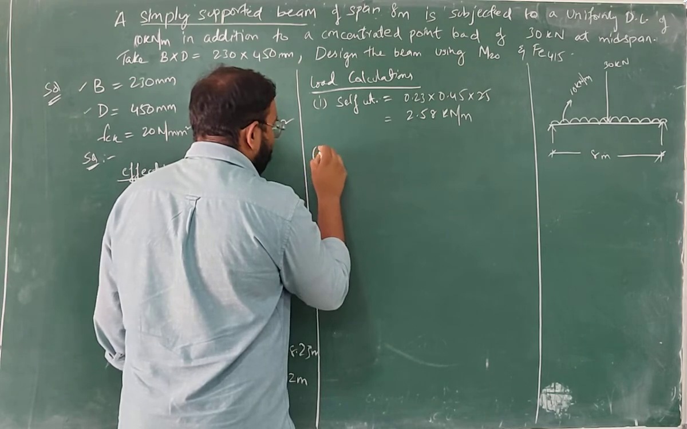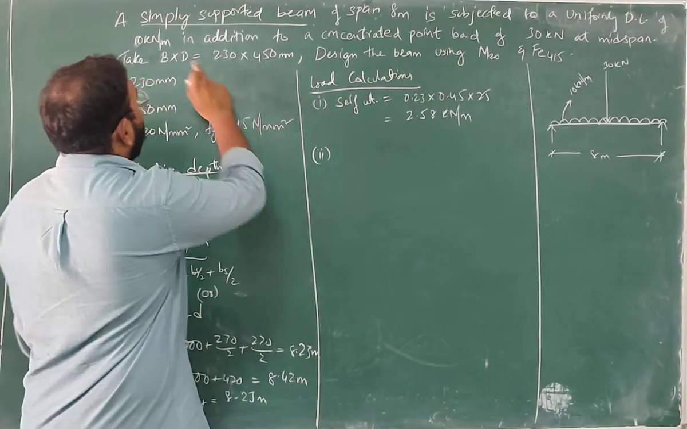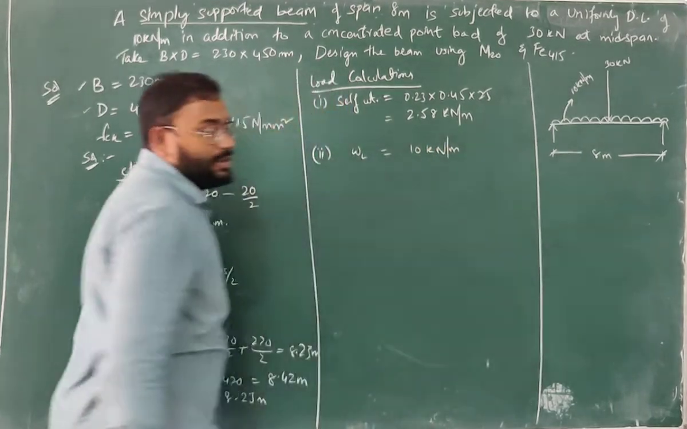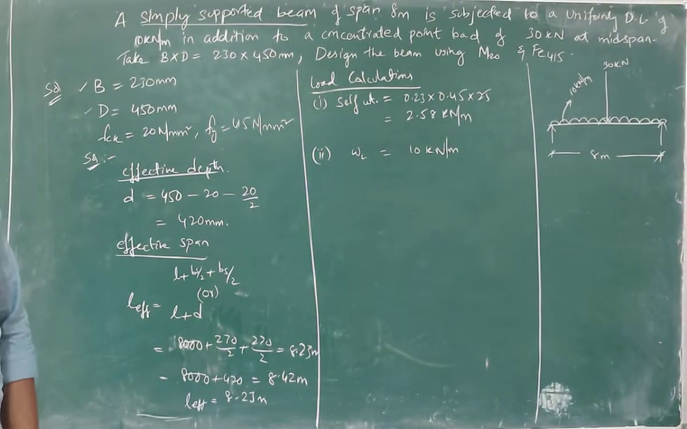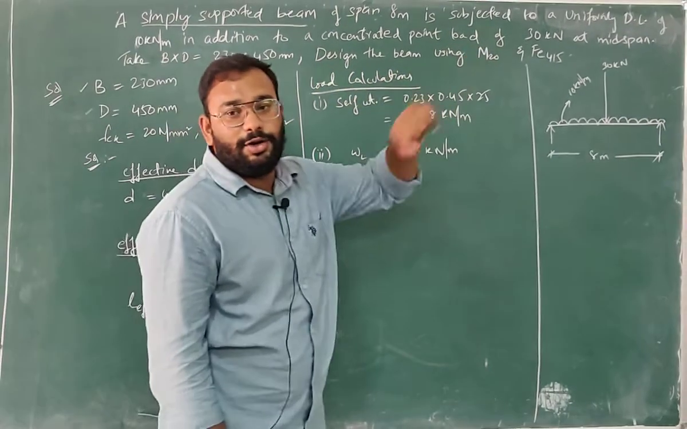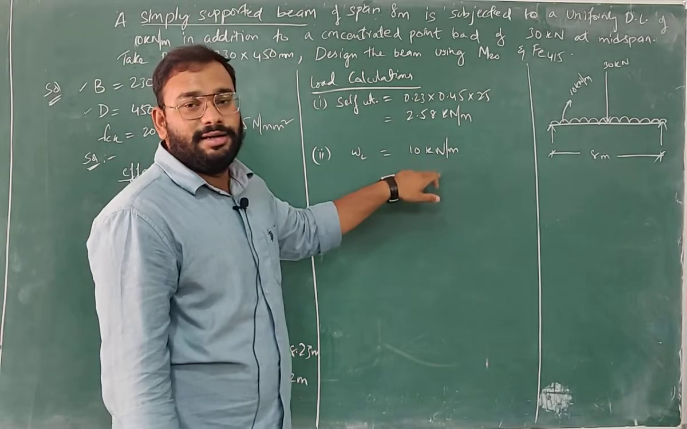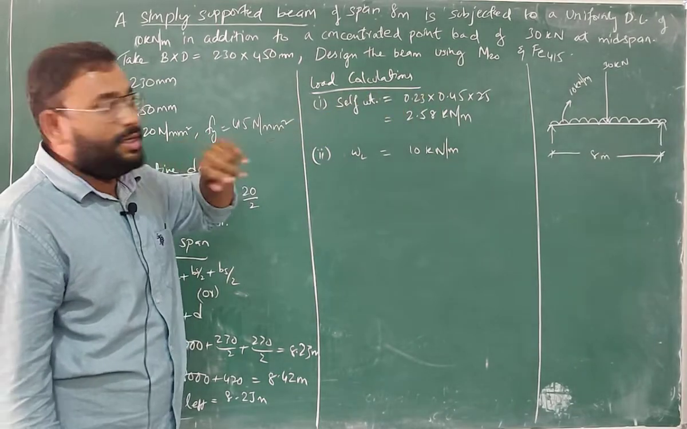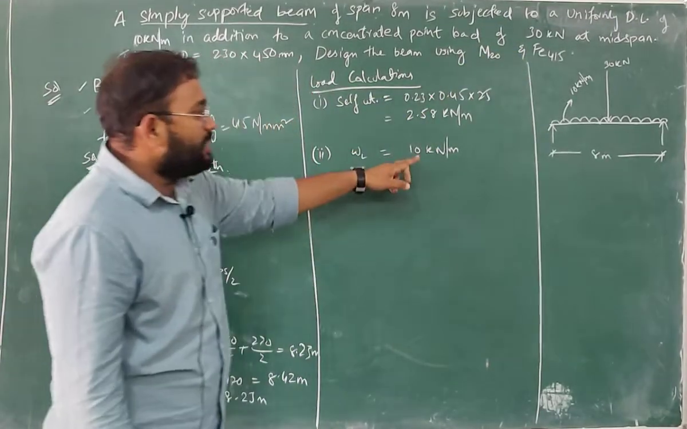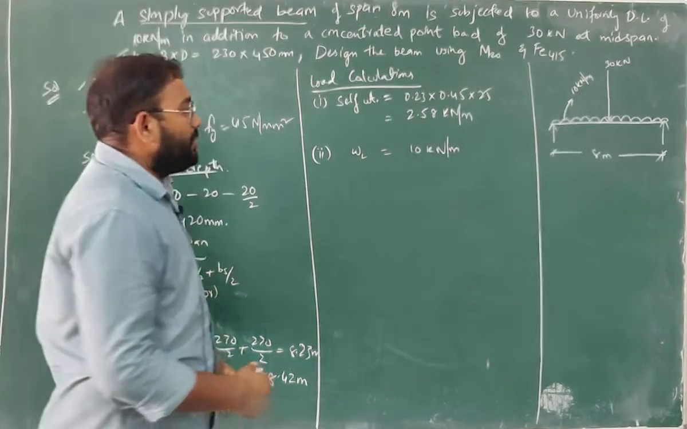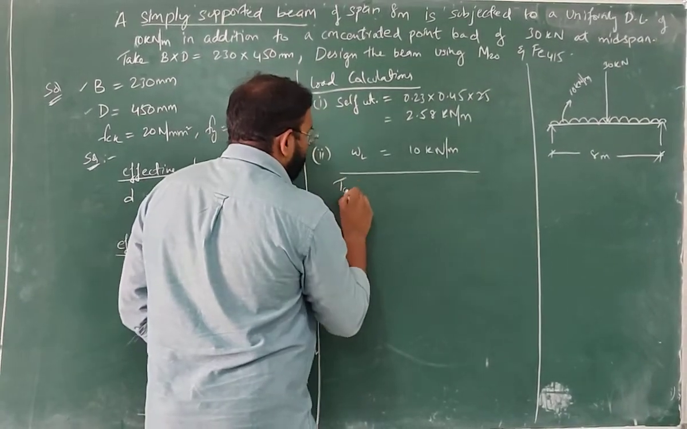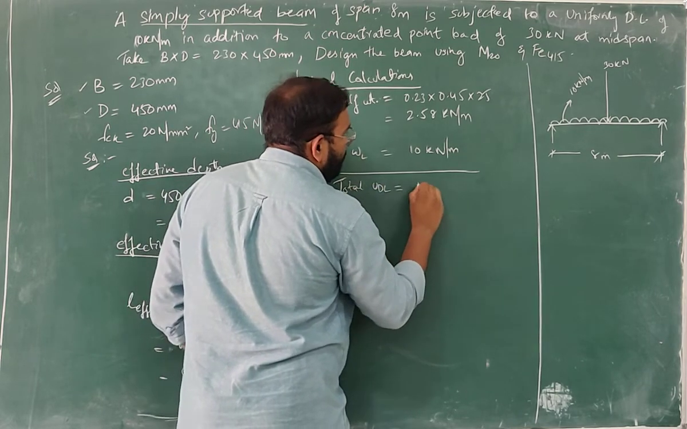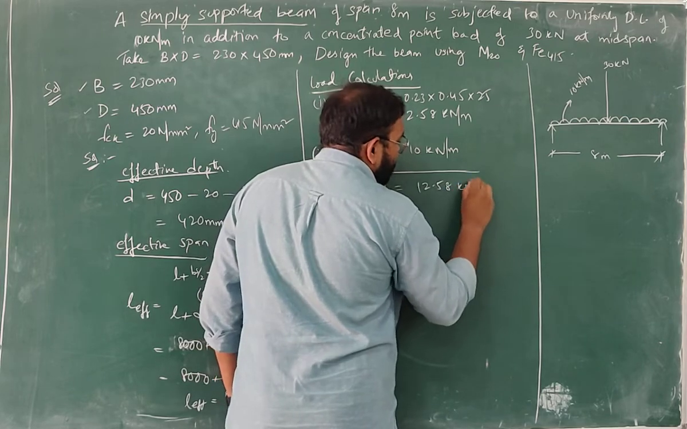Next is live load or applied load. Applied load is given to you as 10 kilonewton per meter. Okay, 10 kilonewton per meter. Now you also have a concentrated point load of 30 kilonewton, but you cannot add here because that concentrated point load is in the form of point load. It is not UDL. Units of point load are kilonewton. These have the units of kilonewton per meter. So you need to perform the calculation separately. Total UDL is equal to 12.58 kilonewton per meter.